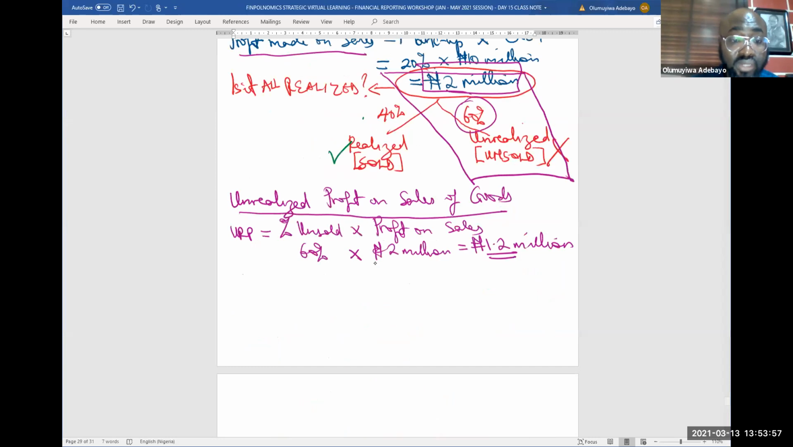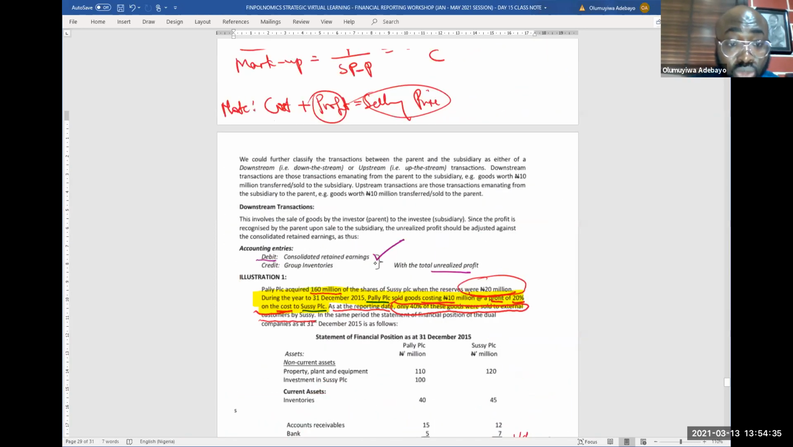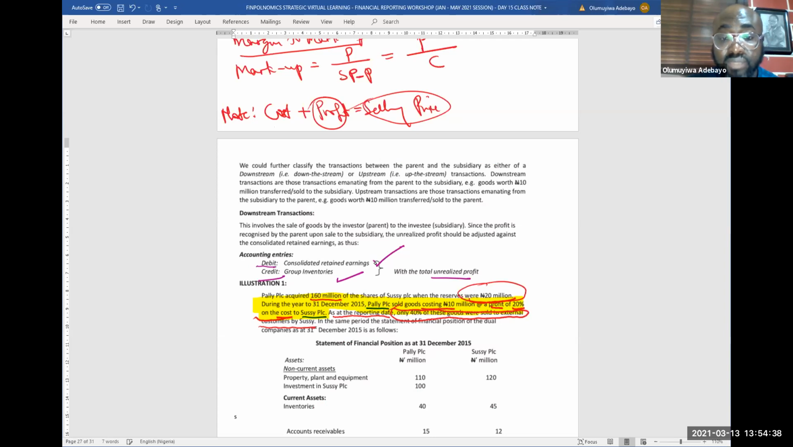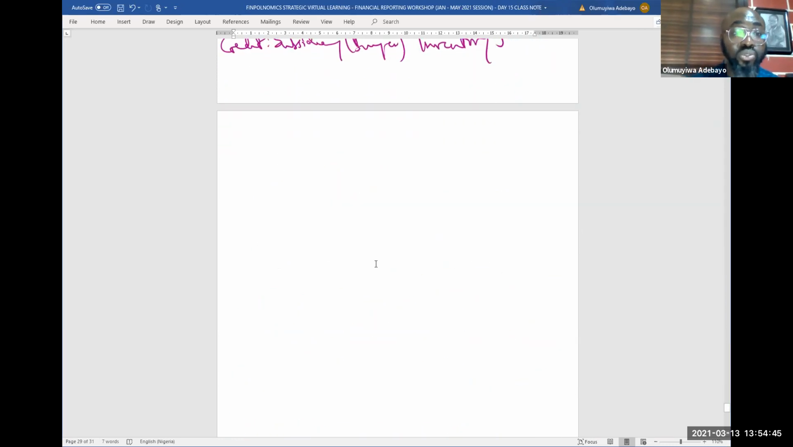And that's what we want to do now. We'll come here and say debit parent, which is the seller in this case, profits, which you can see from the consolidated retained earnings. And go to the subsidiary's book. The subsidiary is the one carrying the inventory because he's the buyer. And remove what? 1.2 million. But again, we know that the subsidiary inventory will still be consolidated with the group. That's why we said, go to the group inventory and remove that same amount, 1.2.